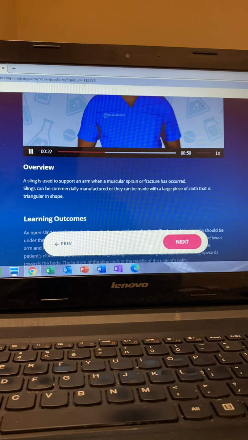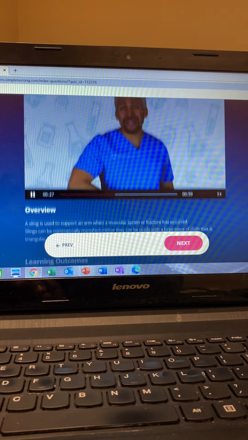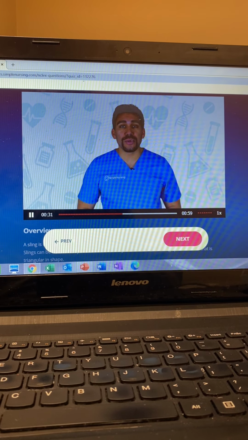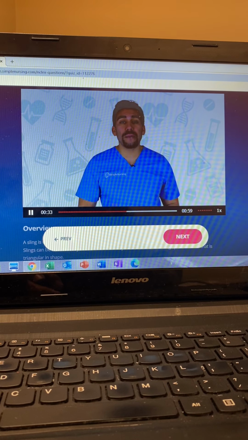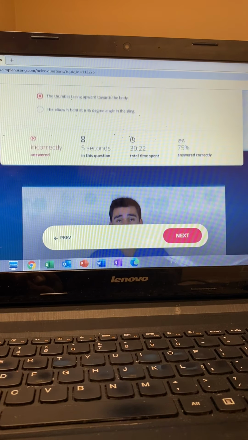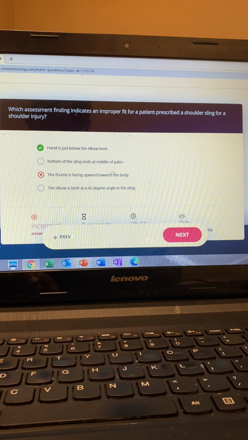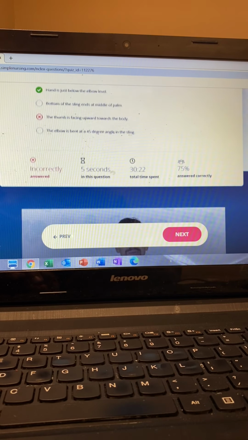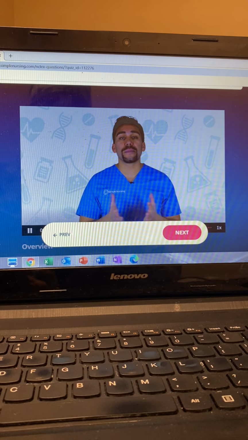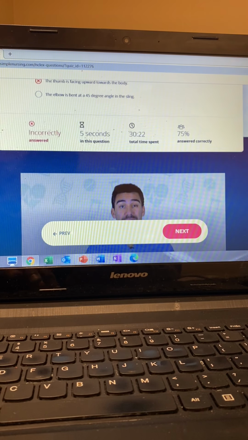So option number 1, we have to choose since the hand is below the elbow, which basically means the arm isn't being held up there. And option 2, sling ending in the mid-palm is a good fit since the fingers are unobstructed there. And option number 3, thumbs up because the arm is held up. And option number 4, 45-degree angle is correct and indicates the arm is up. So we have to choose option number 1 that shows the improper fit here.